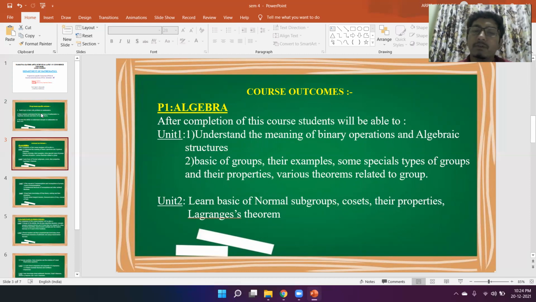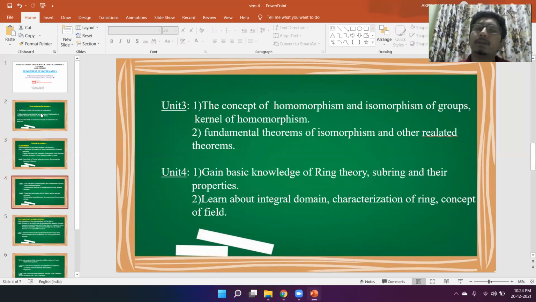From Unit 2, we will extend the topic of groups to normal subgroups, what are cosets, the properties of cosets, and Lagrange's theorem. This is a very important theorem in algebra. From Unit 3, the students will understand the concept of homomorphism and isomorphism of groups, and then the kernel of a homomorphism. Then the fundamental theorems of isomorphism are there.